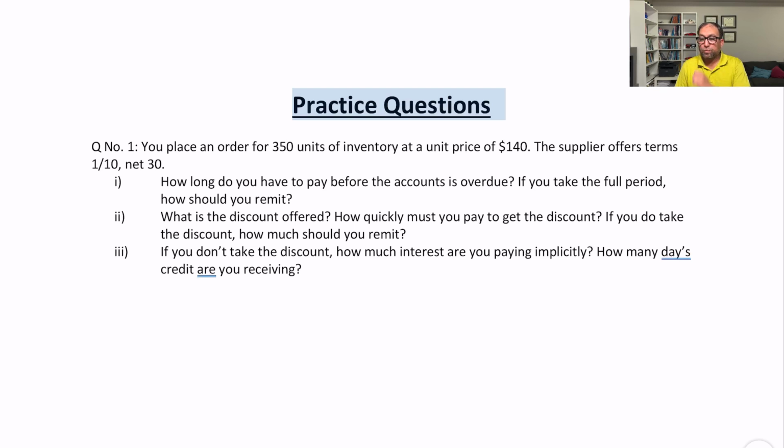The first one is, you place an order for 350 units of inventory at a unit price of 140. The suppliers offer terms 1/10, net 30. So the first part is asking how long do you have to pay before the account is overdue? If you take the full period, how should you remit?